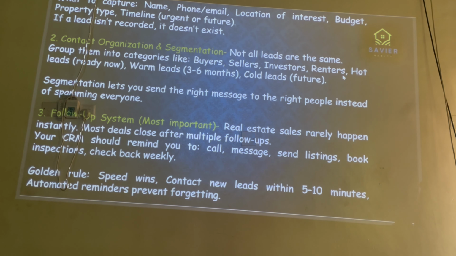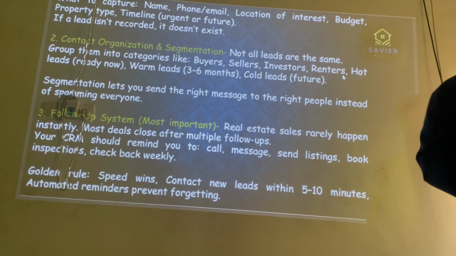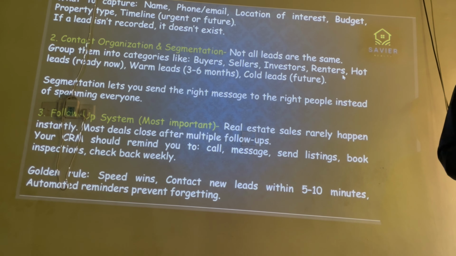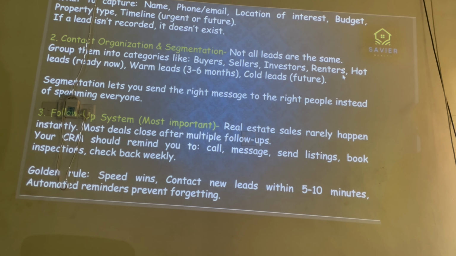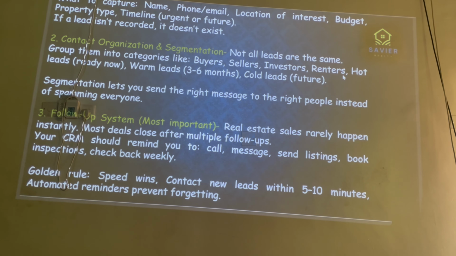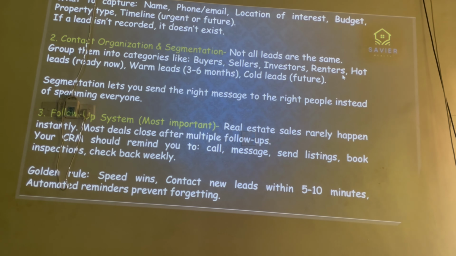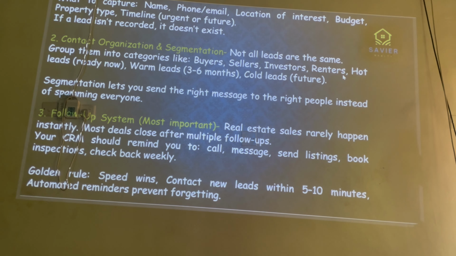Then number 2, contact organization and segmentation. Not all leads are the same. Group them into categories like buyers, sellers. We don't just save numbers. We have to have a way of saving a prospect's number based on what that prospect is. Is he a buyer? Is he a seller? Is he an investor? Is he renting? Is he hot, ready now? Is he warm, buying within 3 to 6 months? Or is he a cold lead that will buy in the future? So you have to segment them.